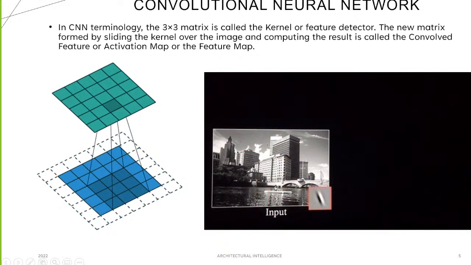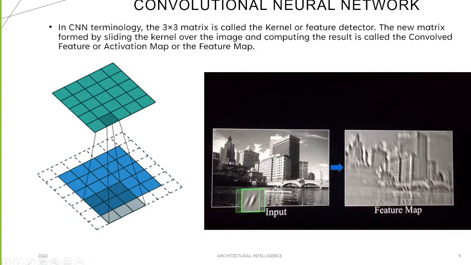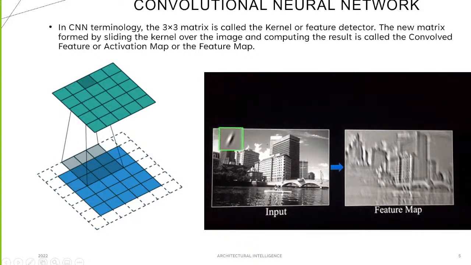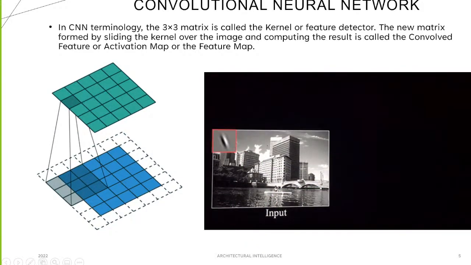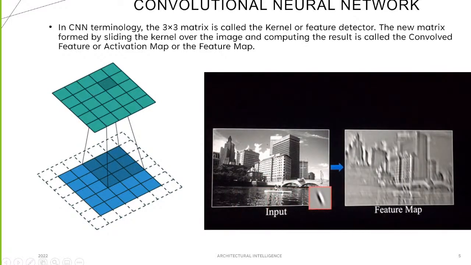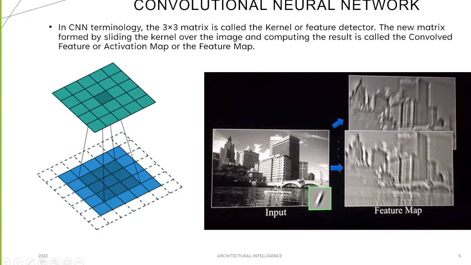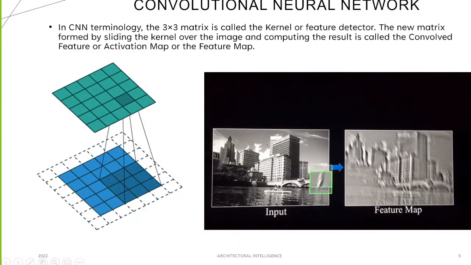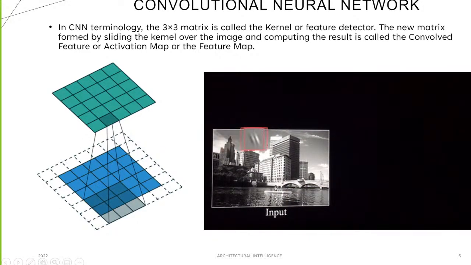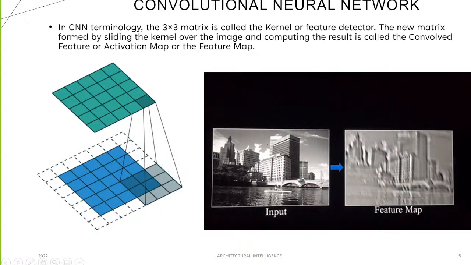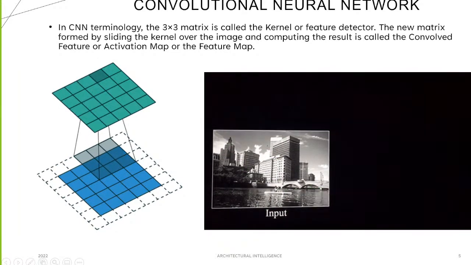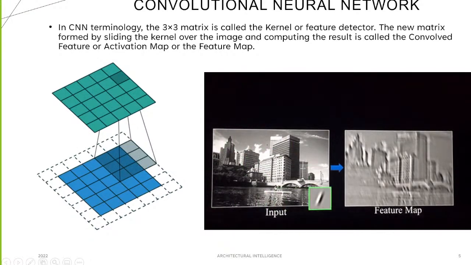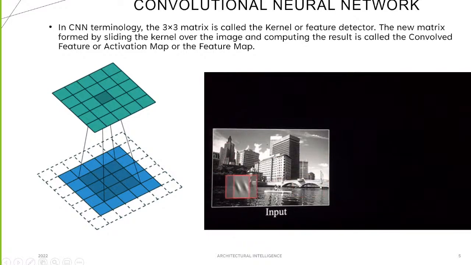In the CNN terminology, the 3 times 3, which is the matrix of the convolutional kernel, is called a kernel or feature detector. It multiplies with the original values of the image in order to compute and extract these features, and that's what we call the convolutional extraction, or the convolved feature, or the feature mapping. So we have that original image, and we multiply with the convolutional kernel in order to extract these features from the original image.